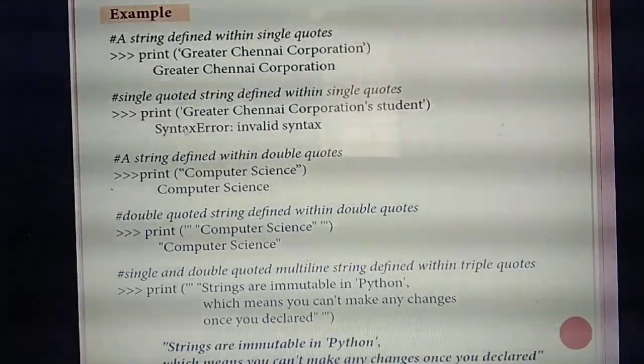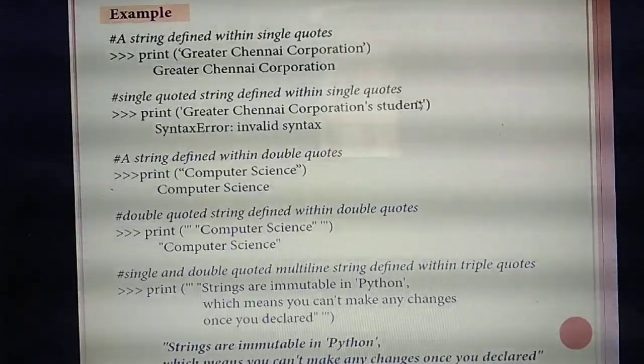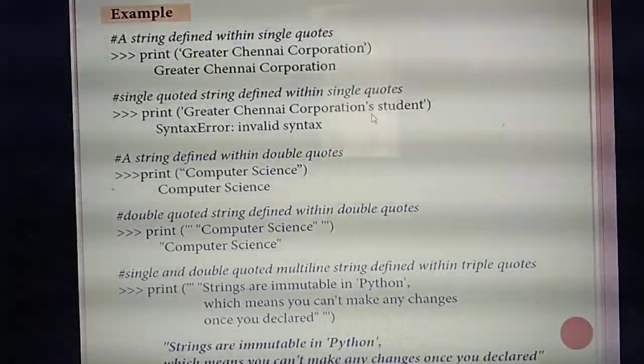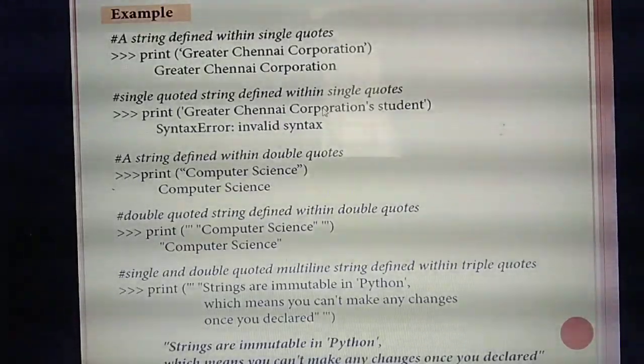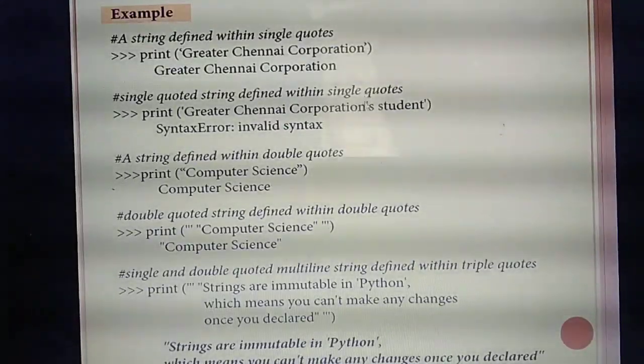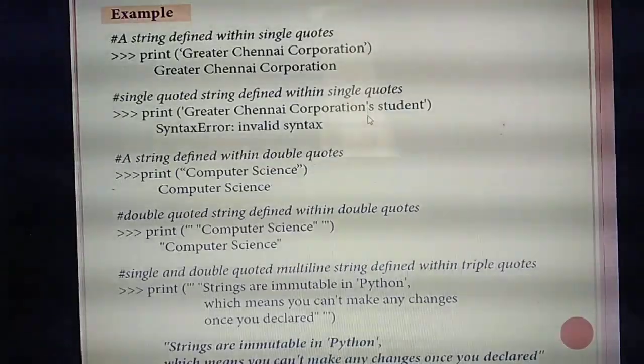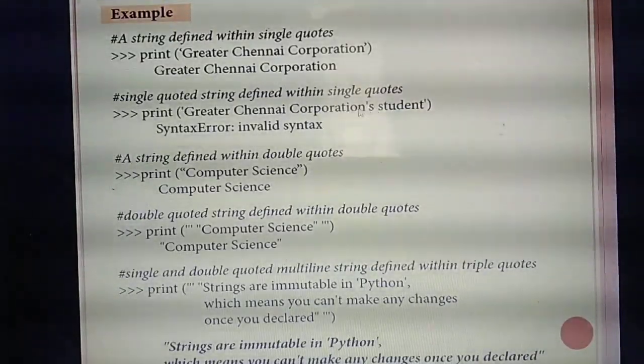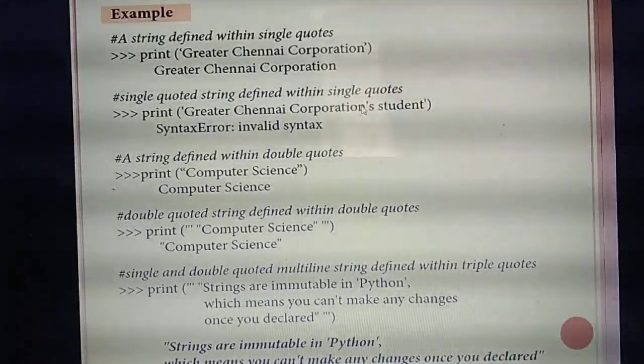See the next example. Print Greater Chennai Corporation's student. Can you give another single quote character inside the single quotes? That means in Corporation's, one apostrophe is there. So when an apostrophe or quote comes, you can't give the sentence in single quotes. As you have already studied, if there is an apostrophe and you give the sentence in single quotes, the compiler will throw an error.